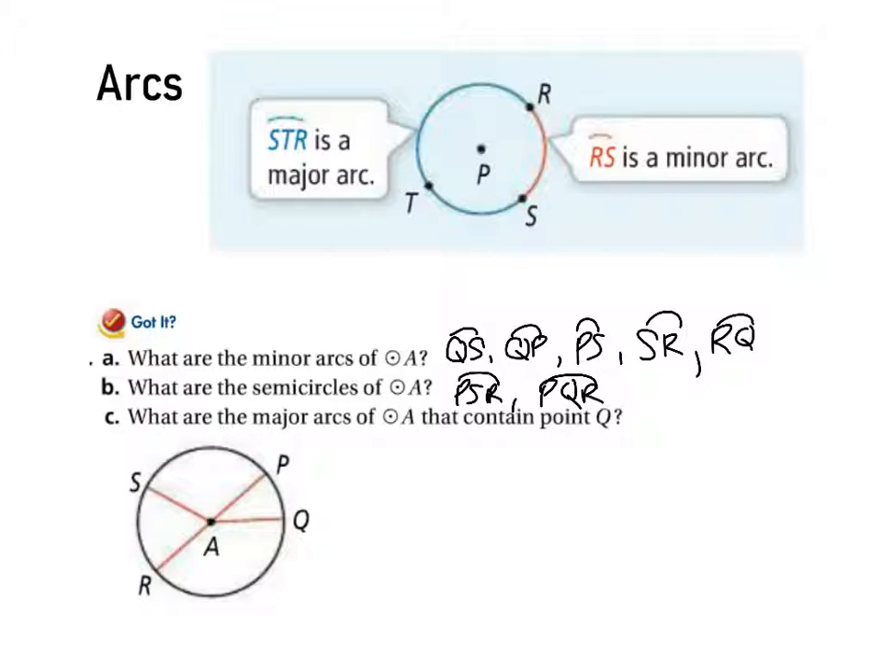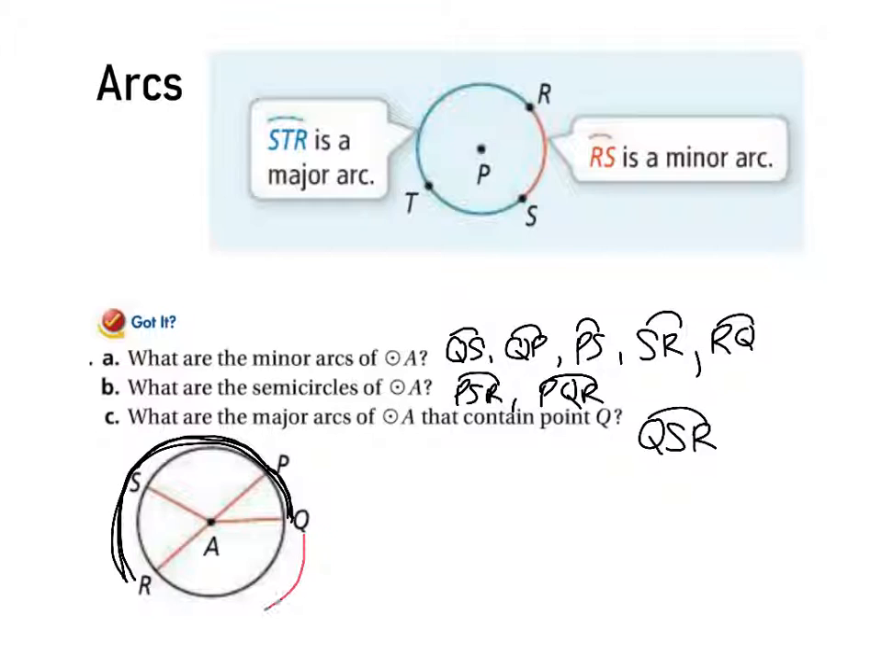Okay, so they're going to be picky about it, or just very specific. They want it to only include the Q. So I could go Q all the way around to R. Now I could use 4 different letters there, but we pick out 3 of them. So I could call it Q, then P, and then R, or I could go Q and then S and then R. Either one of those, it's the same arc, but we only use 3 letters. I'll go Q, S, R. That's a major arc.